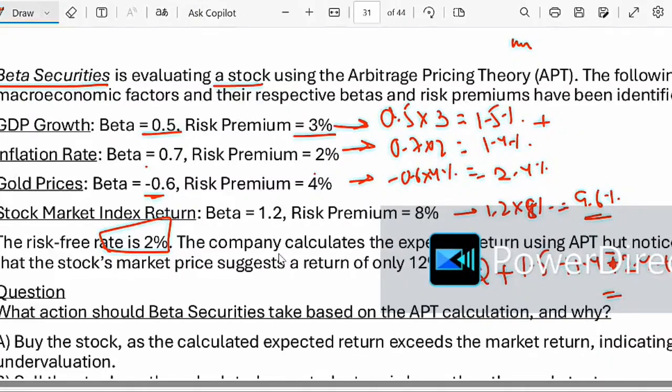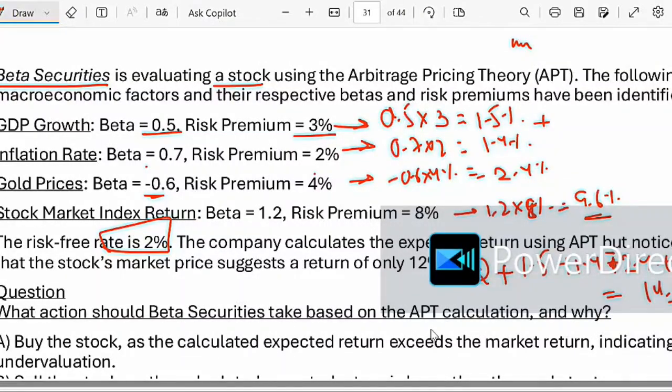This is the formula to calculate the required return using APT, arbitrage pricing theory, right? So multiply beta with the risk premium, add all of them, and you also add the risk free rate. So 2 plus 1.5 is 3.5, 3.5 plus 1.5 is 4.9, and plus 9.6 minus 2.4. So I am getting 14.6. Are you also getting the same? I hope you are also getting the same, 14.6. So this is what you get, the expected return.